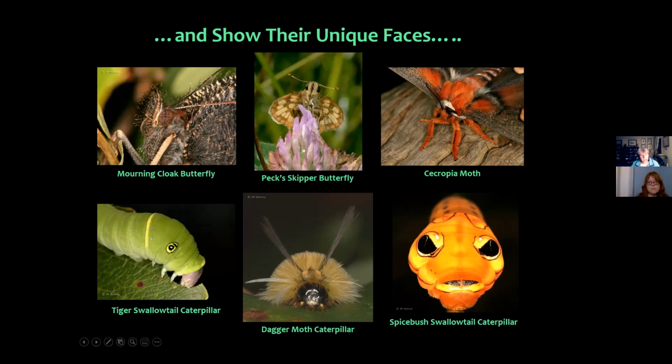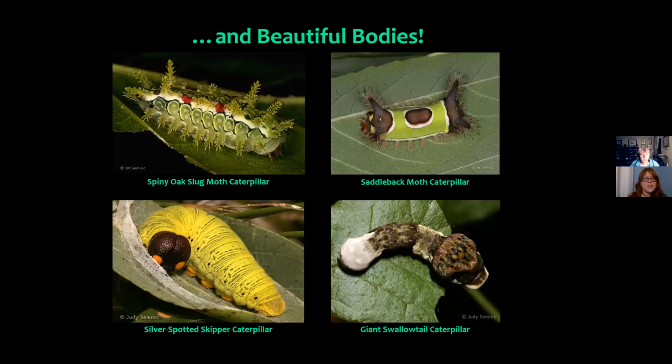Here's our tiger swallowtail caterpillar. It's actually feeding on a magnolia. Our dagger moths have these great little hairy bodies. And then here's our spicebush swallowtail in the fall, just before it gets ready to make its chrysalis. It turns orange to kind of blend in with the dropping leaves. And it's got that little snake-looking face on it to potentially thwart a bird predator from gobbling it right up.